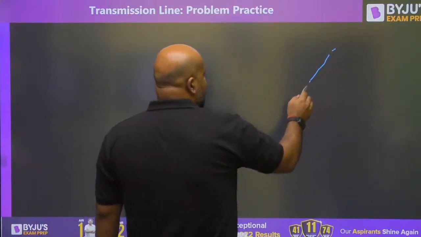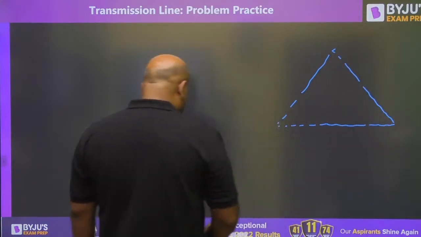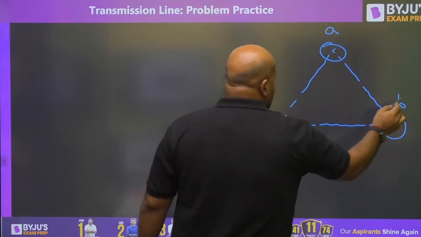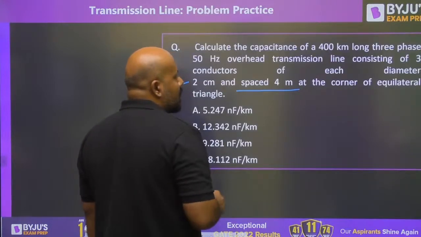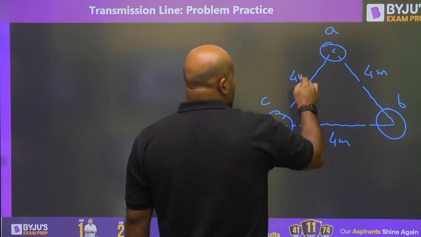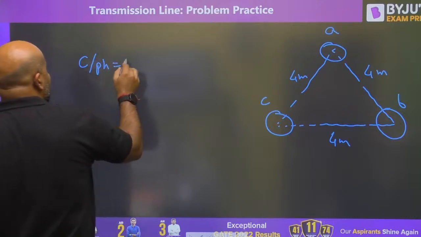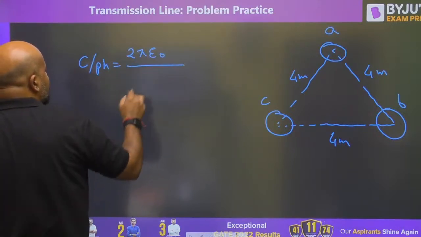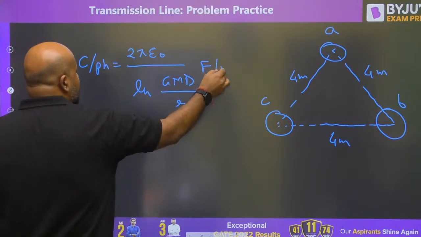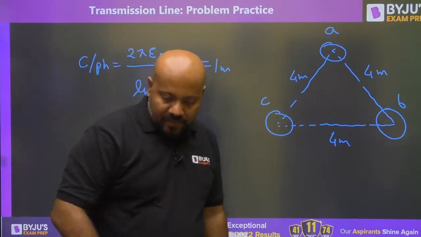At the corner of an equilateral triangle means the distance between each pair of phases is the same. This is A, this is B, this is C, this is 4 meter, so this is also 4 meter, this is also 4 meter, and this is also 4 meter. So you can use the direct formula. Capacitance per phase direct formula is 2 pi epsilon naught ln GMD upon R, and this is farad per meter. Now I am going to give you a shortcut to calculate the GMD.